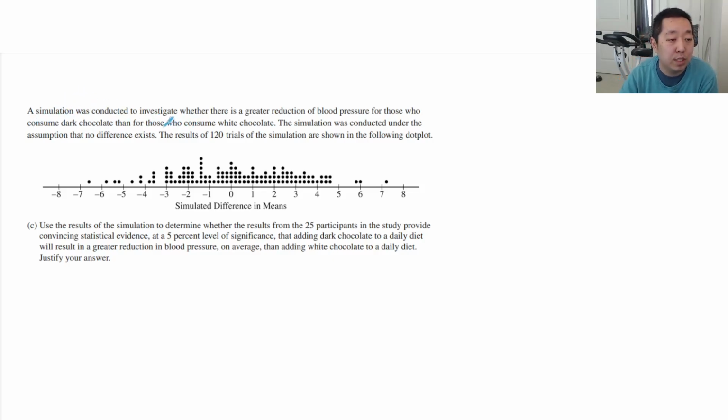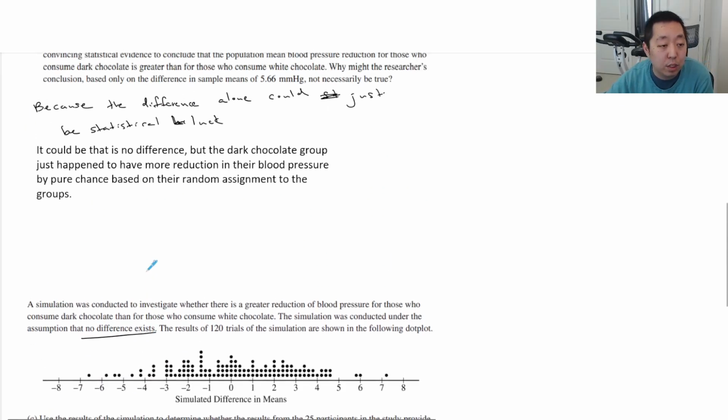So a simulation was conducted to investigate whether there's a greater reduction of blood pressure for those who consume dark chocolate and those who consume white chocolate. The simulation was conducted under the assumption that no difference exists. The results of 120 trials of simulation are shown in the following dot plot. Using the results of the simulation, determine whether results from the 25 participant study provide convincing statistical evidence at a 5% level of significance that adding dark chocolate to a daily diet will result in a greater reduction of blood pressure.